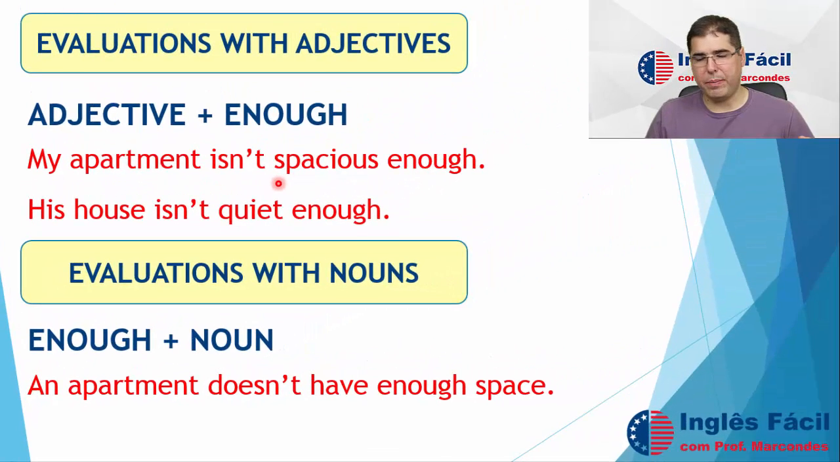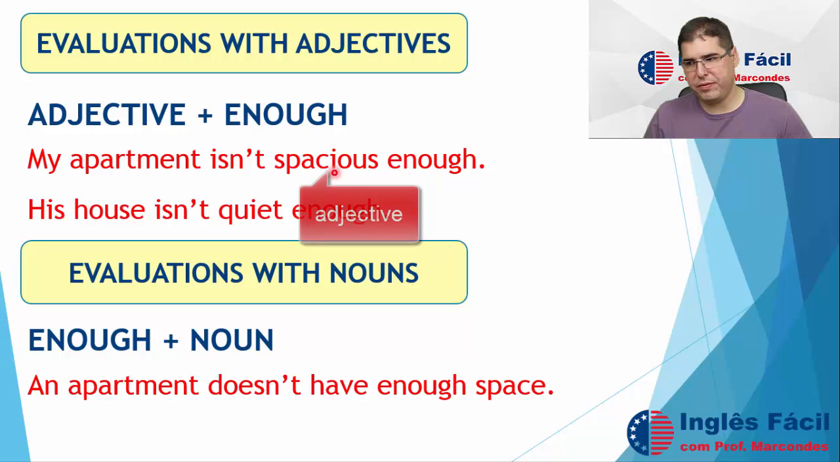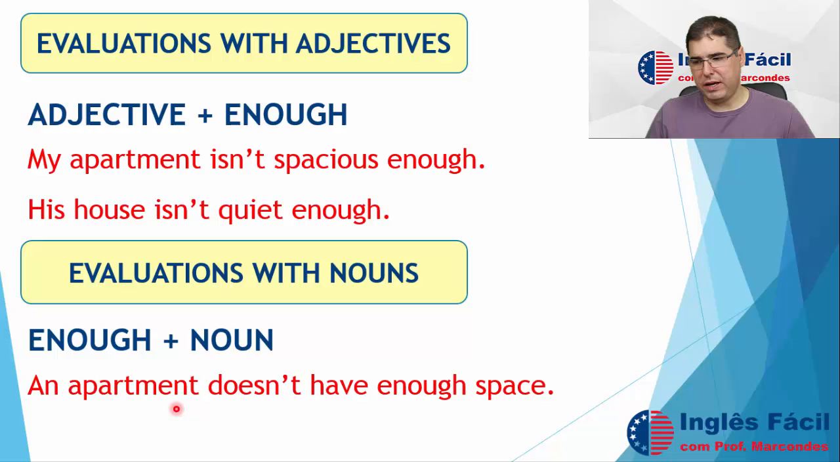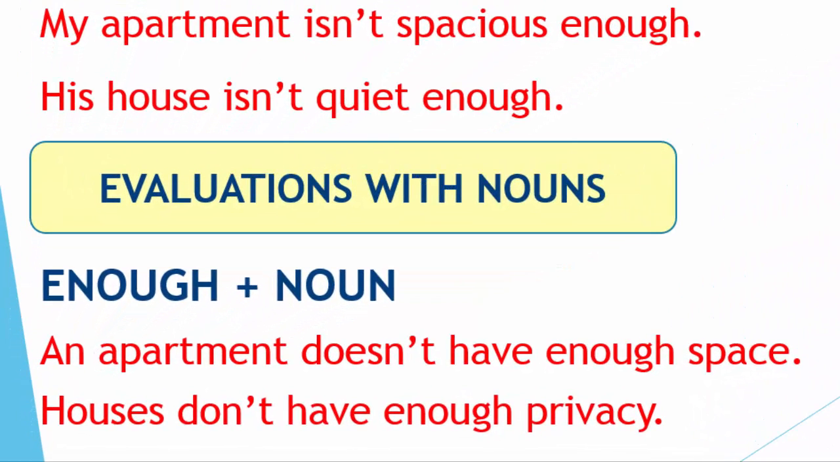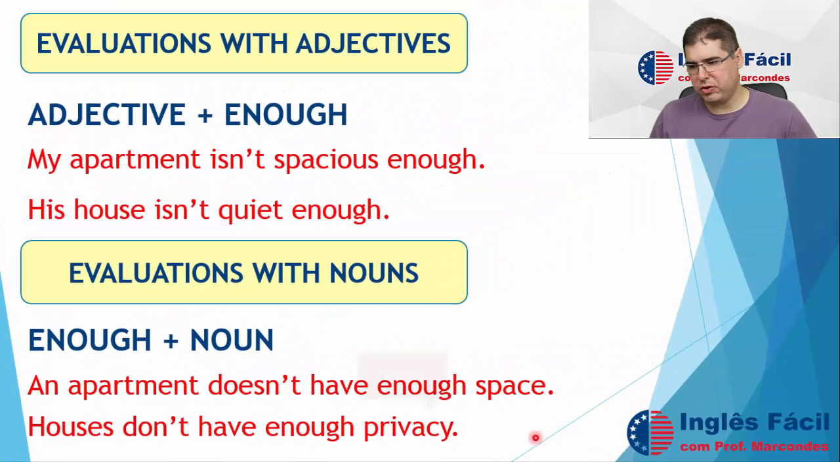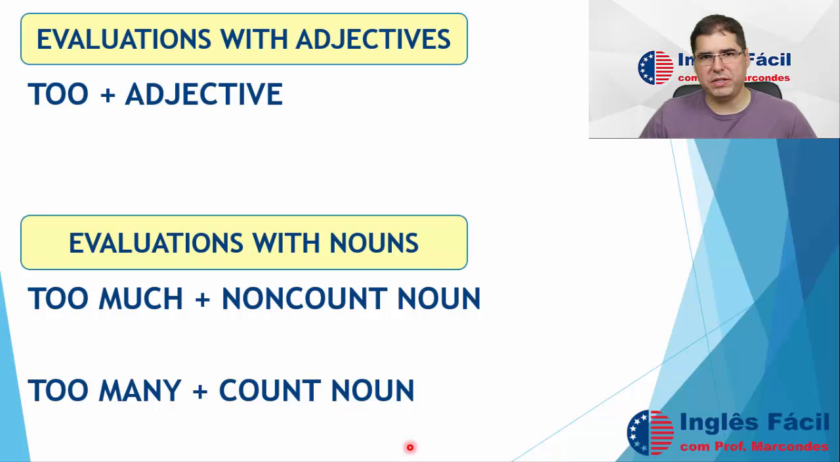So you see, my apartment isn't special enough, adjective and before enough, and here an apartment doesn't have enough space. So it's enough and after we use a noun. Okay, space is a noun. Another example, houses don't have enough privacy. Okay, so again, first enough and then the noun privacy. Okay, so it's very simple.